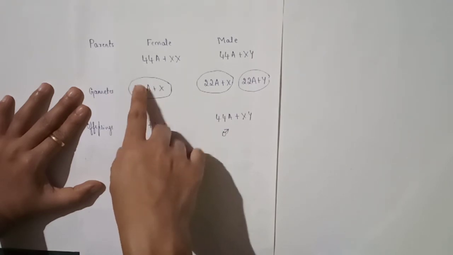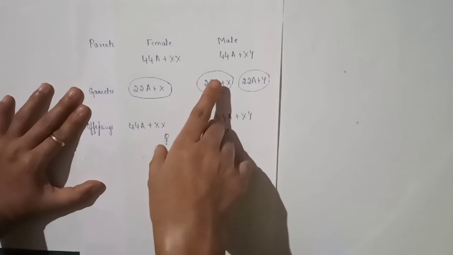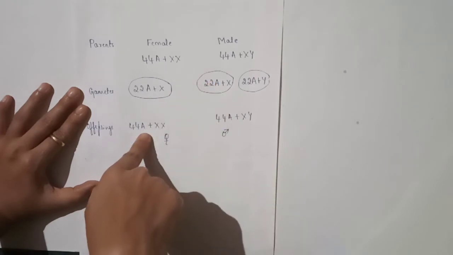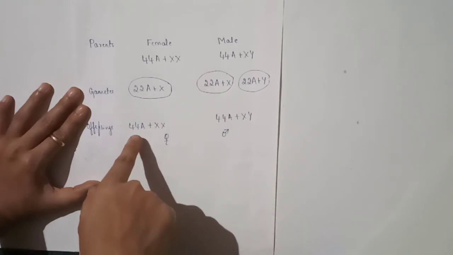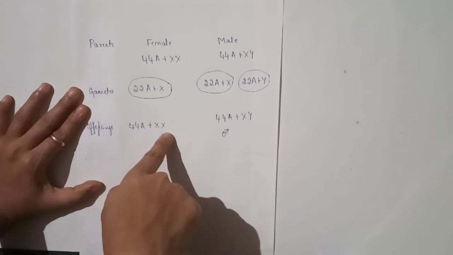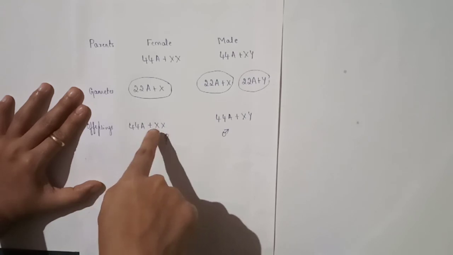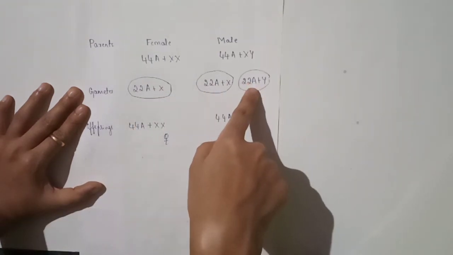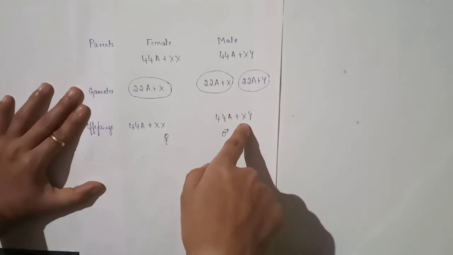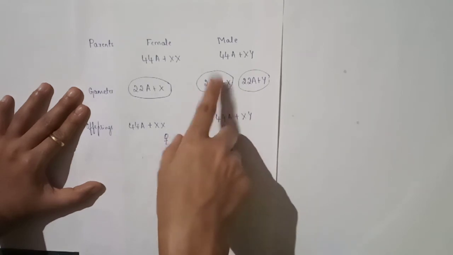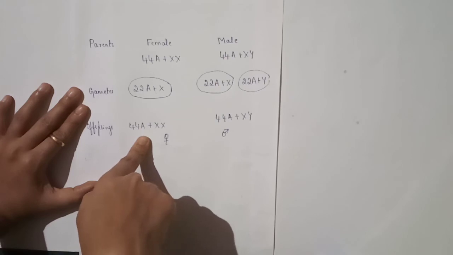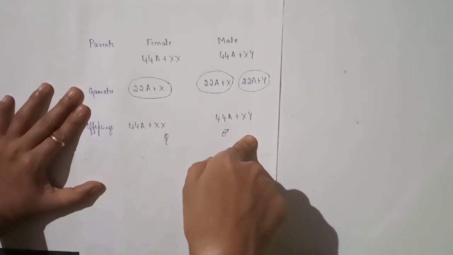So, during fertilization, this egg has a 50% chance to fertilize with this sperm or this sperm. Suppose it is fertilized with this sperm, the individual carries 44 autosomes plus XX chromosomes, therefore the individual becomes female because 2 X chromosomes are present. Suppose this egg cell is fertilized with this sperm, it carries X and Y chromosomes, therefore the individual becomes male. That means sperm will decide whether the offspring is female or male.